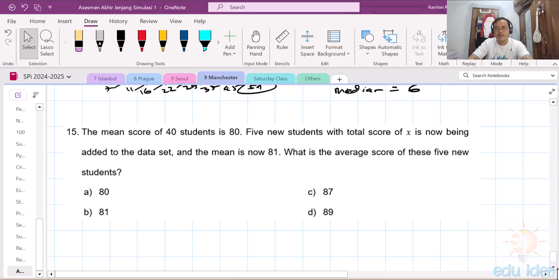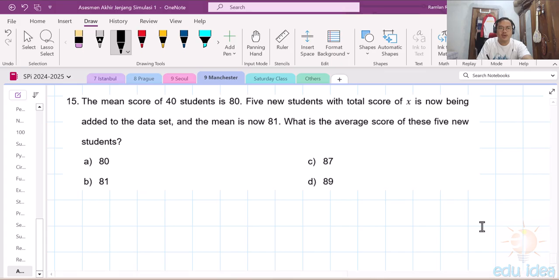Okay, now let's think of it separately. Let's say we are talking about these 40 students with a mean of 80. Remember that when we're talking about mean, we might want to know the total value of the data, like the total score of these 40 students. So let's name that sigma fx1, because we have 2 things here. That will be just equal to 40 times 80, right? Because we have 40 students and the average is 80.